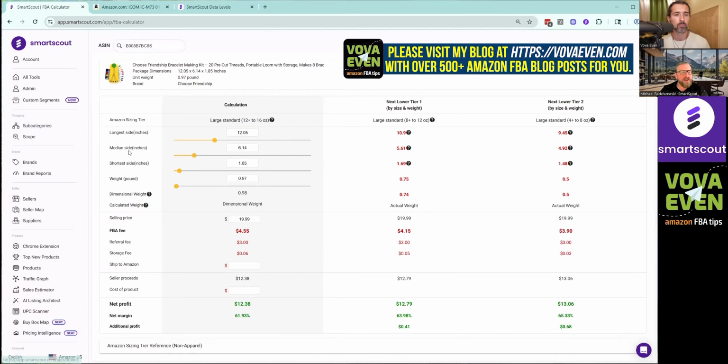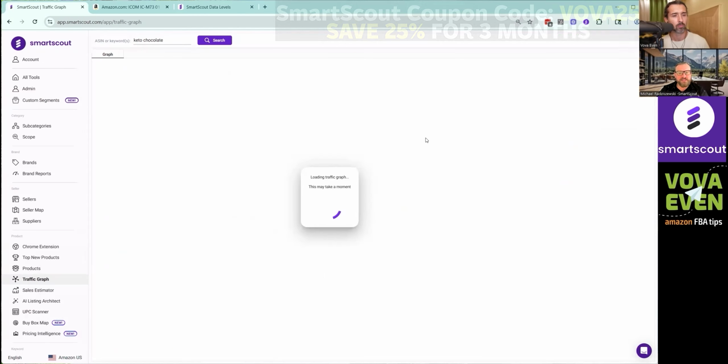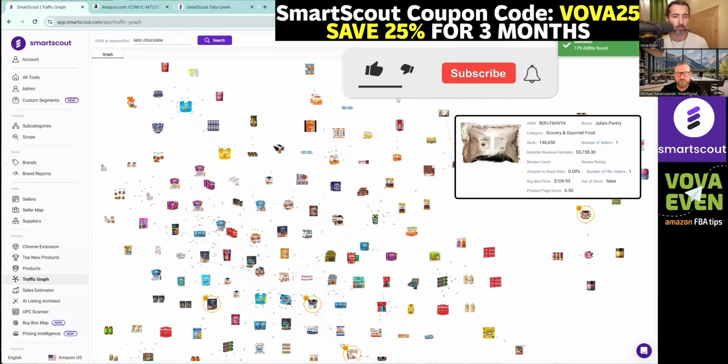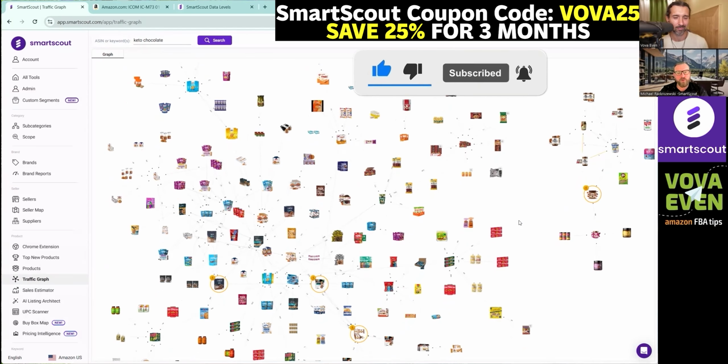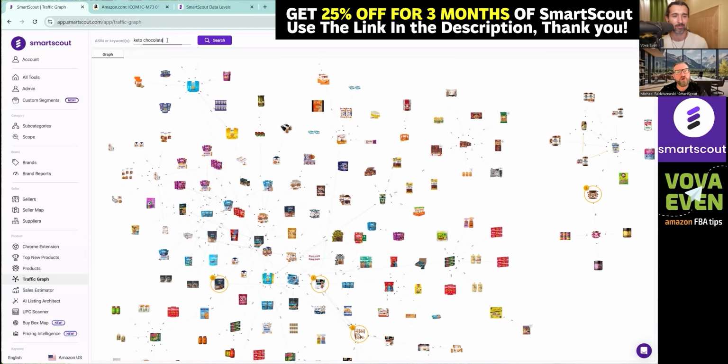Next thing that I have on my list is Traffic Graph. It's a very cool and interesting tool. It is kind of, I would say, a creative tool, but let me explain what this is and how it works. So basically, you can start with a keyword or an ASIN.